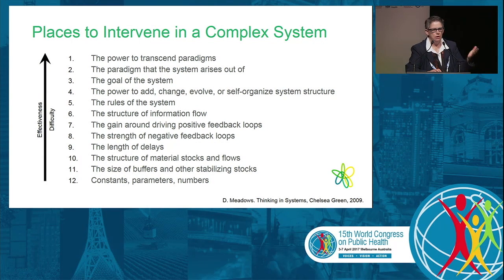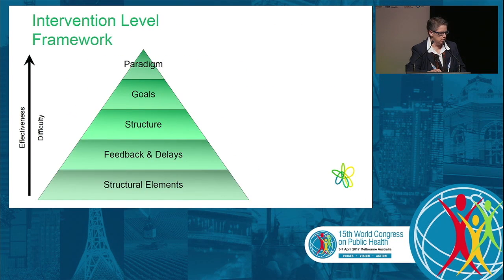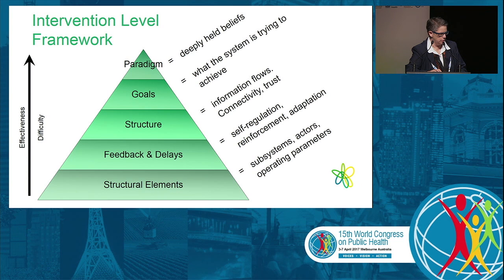Now, we felt that this was a really interesting way to think about a system, and we wanted to analyze strategies for addressing obesity, but we quickly learned 12 levels is not a great framework for analysis. So we developed what we call the intervention level framework, which is just a little bit easier, but it sort of compacts some of what Donella Meadows had. So at the top, paradigm, deeply held beliefs, goals, structure, feedback loops and delays, and structural elements. And we found this to be actually a fairly useful framework for analysis.